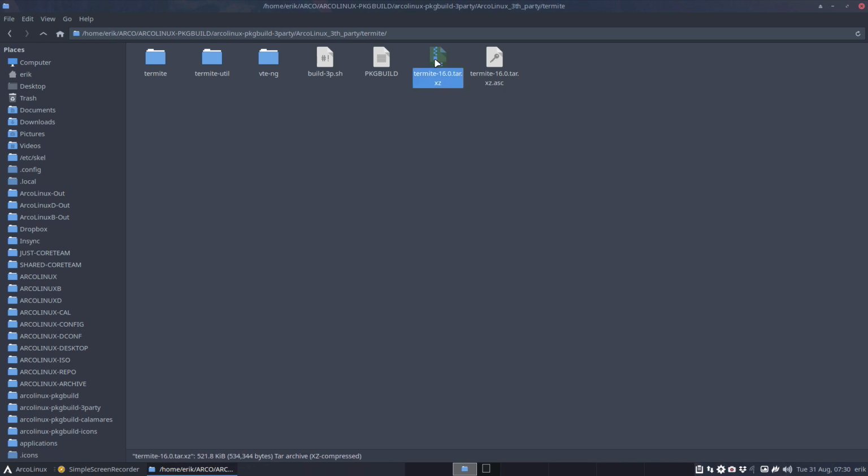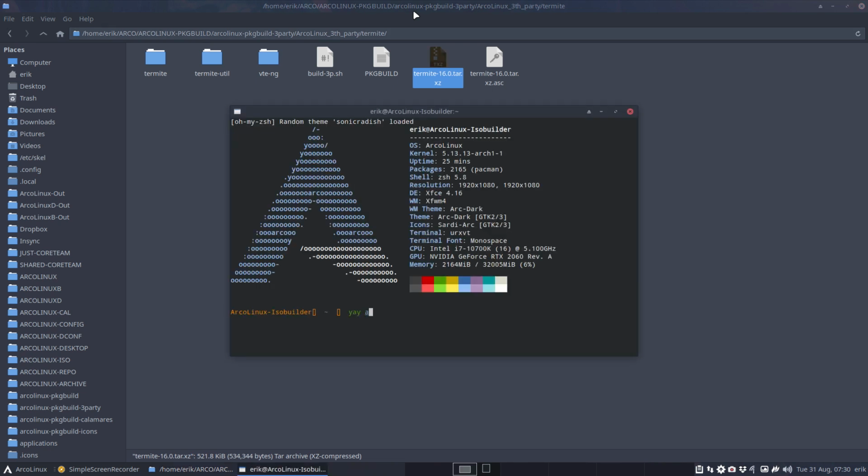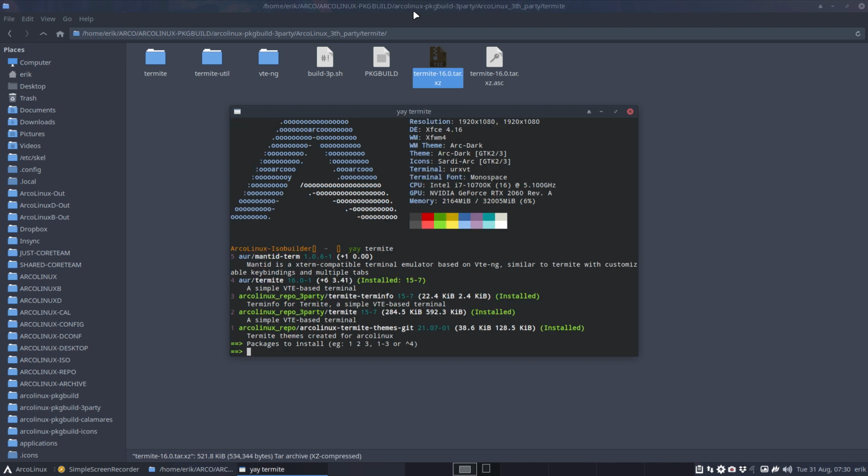Now this Termite thing gives me trouble. So you would think Termite died. No, I keep getting updates from the AUR. So yay, I keep getting updates of the version number. So 15.7 and AUR 16, right? For some reason I haven't investigated, there are still updates from Termite.